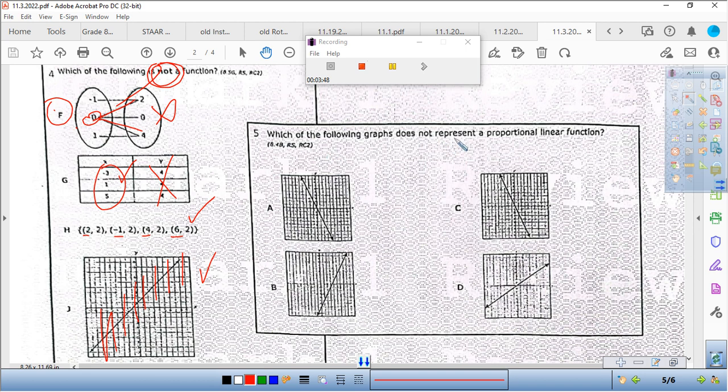Okay, here, which of the following graphs does not represent a proportional linear function? Proportional number 0, 0. And then this one stands for the origin. So in this situation, once you're going through the origin, cha-ching, cha-ching, cha-ching, and they want one that's not.